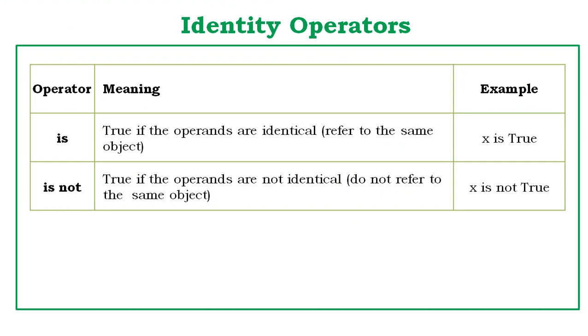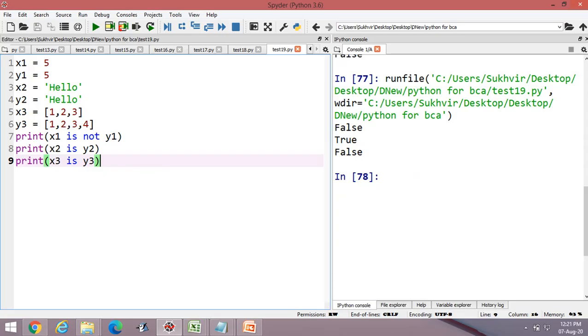Let us check this by using a practical example. Suppose I am writing x1 is equal to 5 and y1 is equal to 5. x2 is equal to "hello", y2 is equal to "hello". x3 is a list, 1, 2, 3, and y3 is another list, 1, 2, 3, 4. Suppose these are the contents, or you can say the initialization, the static values.